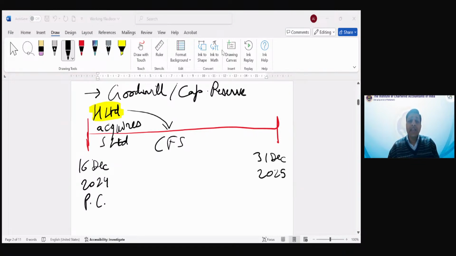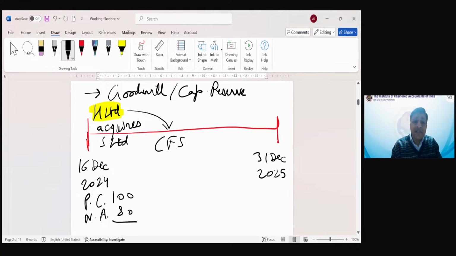Now, as against this purchase consideration which H will pay, H may receive net assets of S Limited, and the value of those net assets may not match the purchase consideration. Correct? For example, H may give a purchase consideration of 100 against which the net assets received by H could be only 80. So there could be an excess payment. Similarly, H may give a purchase consideration of 70 as against the net assets of 80. So this payment could be a shortfall.